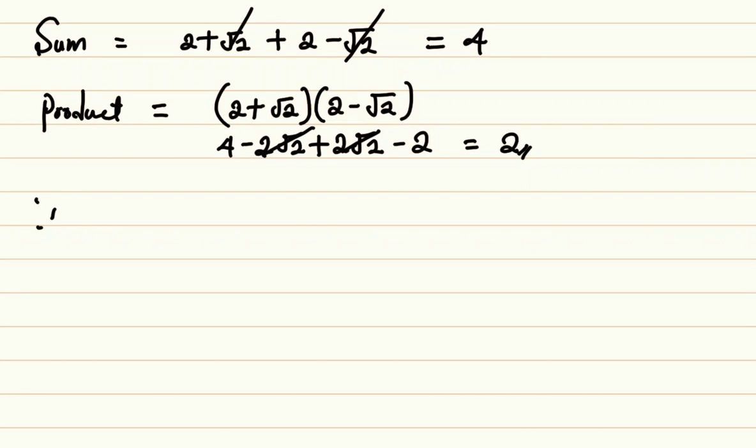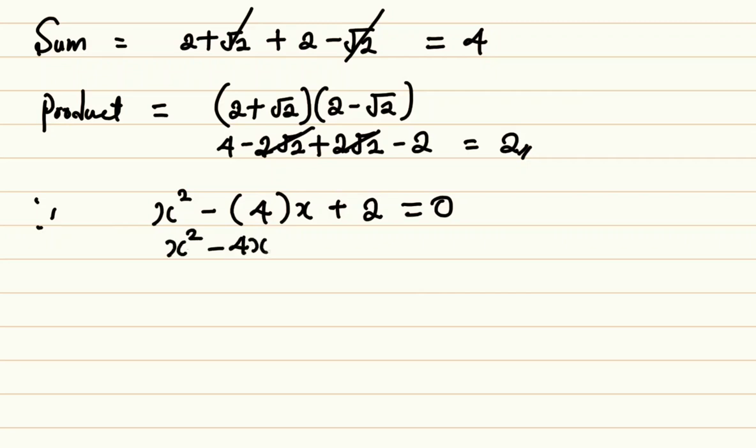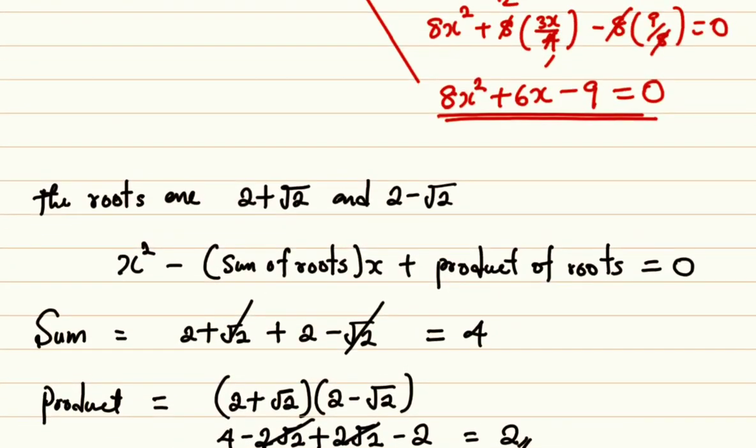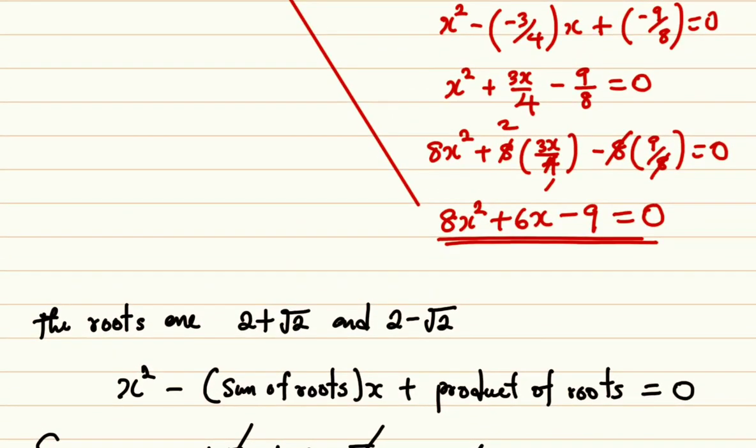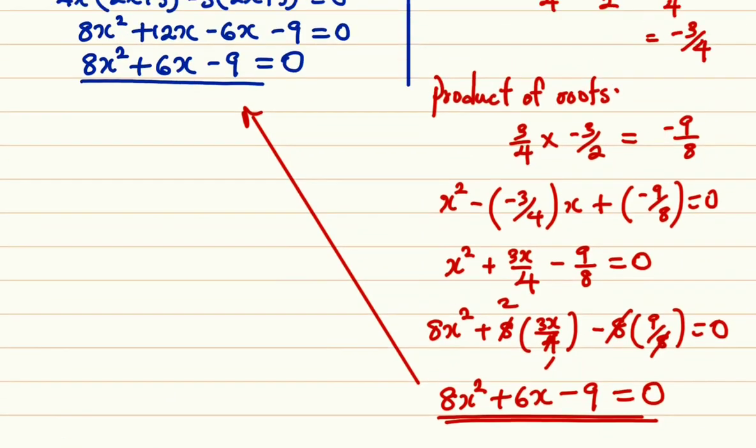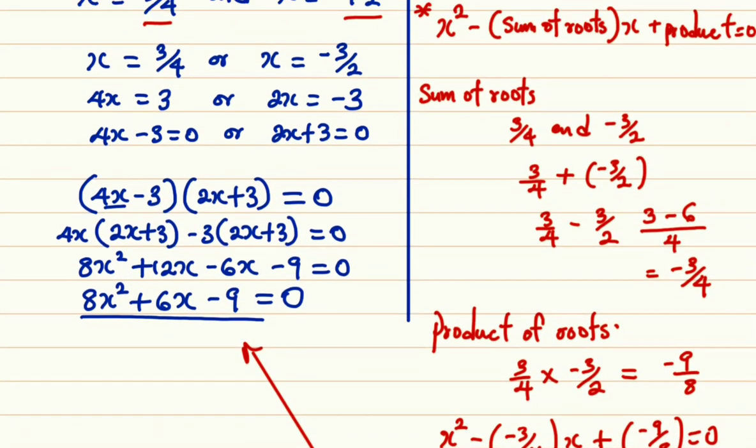Therefore I'm going to go back to the format, which is x squared minus, instead of the sum it is 4, so I have 4x, then plus the product, which is 2, is equal to 0. So the answer is x squared minus 4x plus 2 is equal to 0. So this is how you work it out. The question is actually very simple. In fact, the working is so simple, so you can go over it just for better understanding.